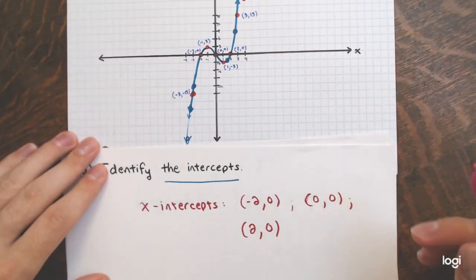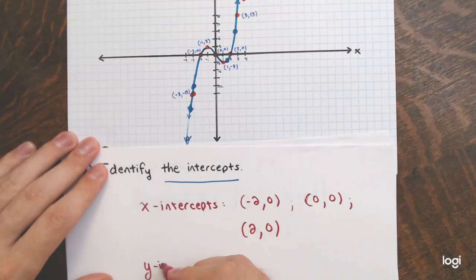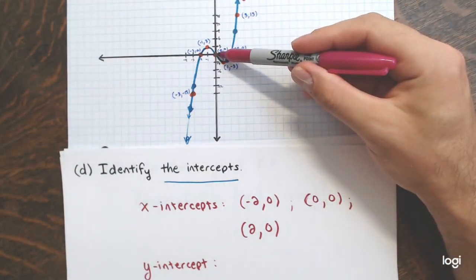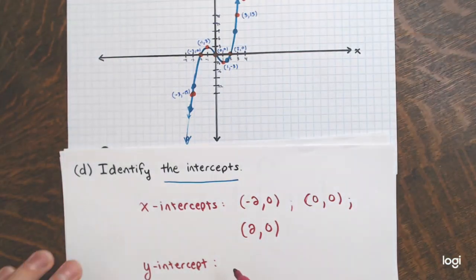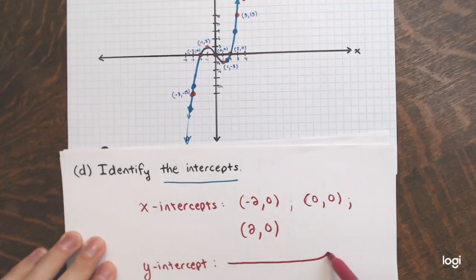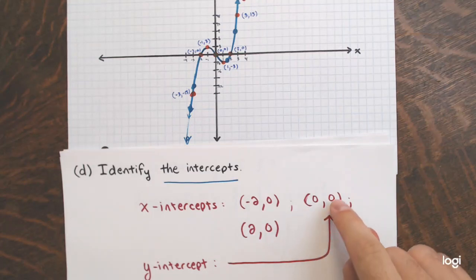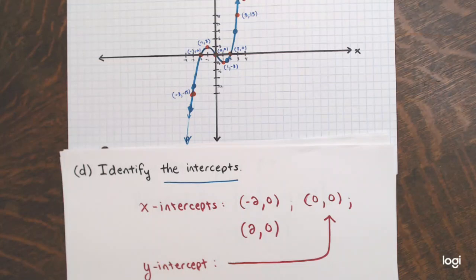All right, and then the y-intercept is any point of the graph that's on the y-axis, or has an x-coordinate of 0. And that's the point (0, 0) again. Now, since I've already written it, there's really no need to write it again. I'll just draw a little arrow saying, hey, that point (0, 0) is not only an x-intercept, but it's also on the y-axis. It's the only point that's on both, the origin. So it is also a y-intercept.